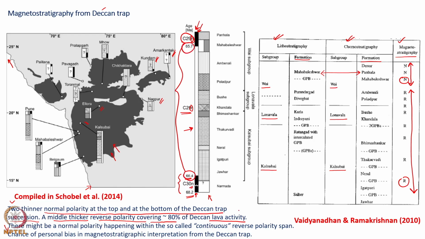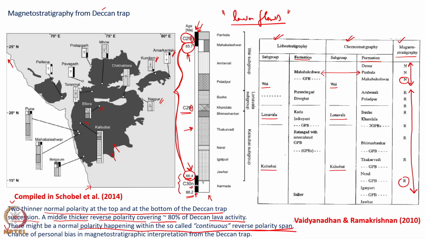It may not be possible to look at individual lava flows in the Deccan Trap and find out their magnetostratigraphy. For example, if some of the flows were missed within this span of 66.4 million years to 65.7 million years, and if there were some normal polarity, then we might have missed the detailed magnetostratigraphy of the area. That is what I am writing here. There might be normal polarity happening within the so-called continuous reverse polarity span.